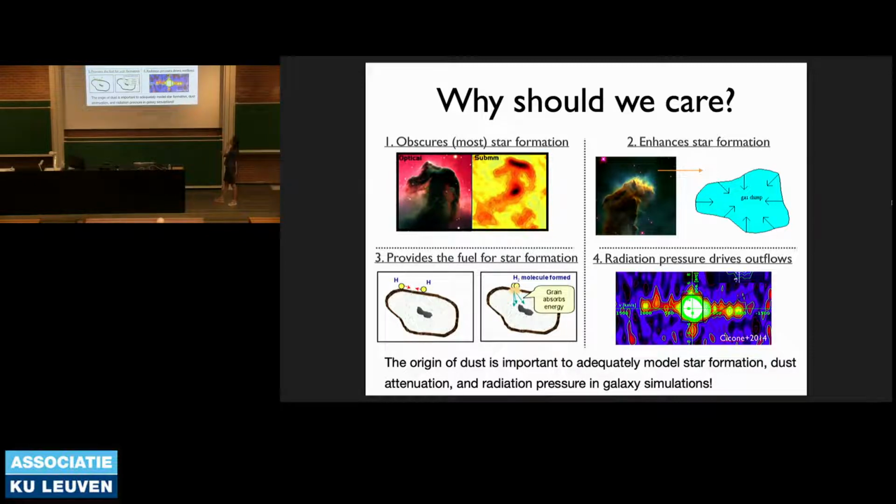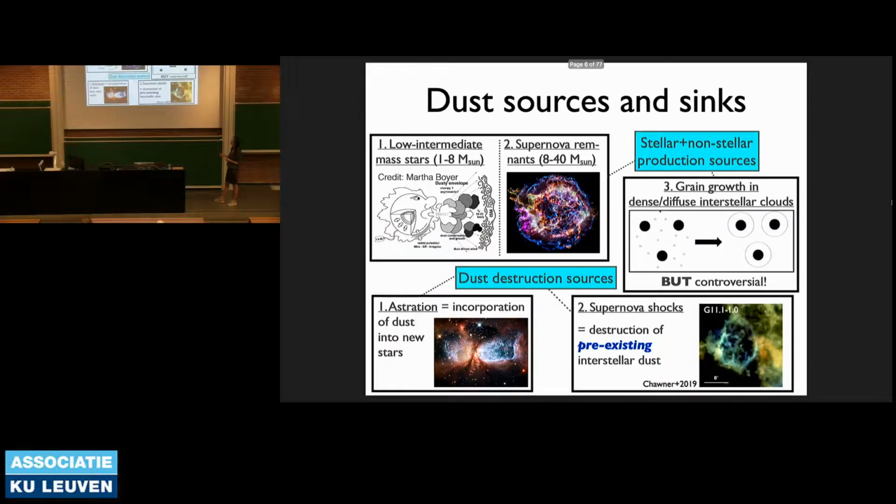If we want to understand each of these 4 aspects related to galaxy formation and evolution, we need to understand the dust properties. And if we want to understand the dust properties, the first question we want to ask ourselves is, where does interstellar dust come from? This is exactly the question that I'm posing here today.